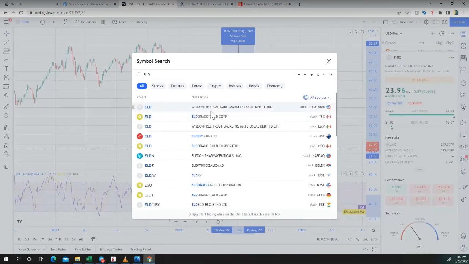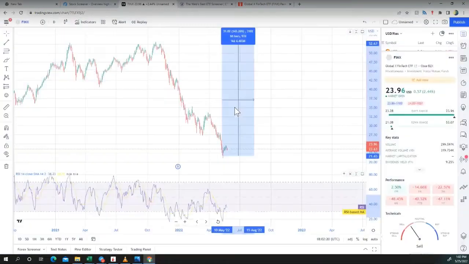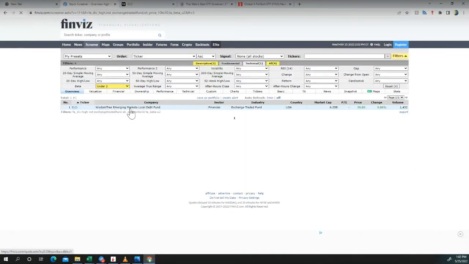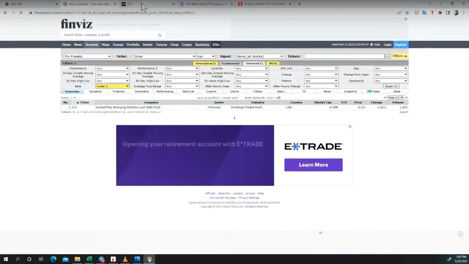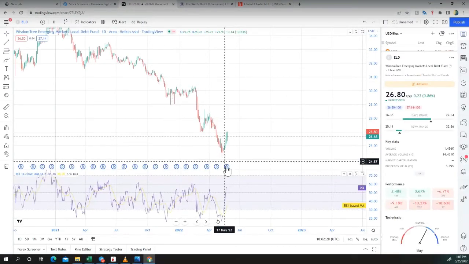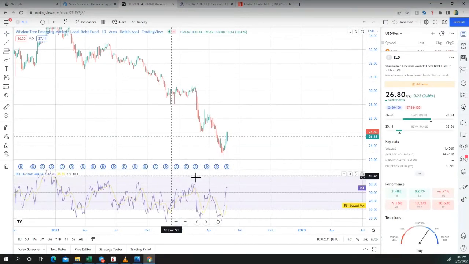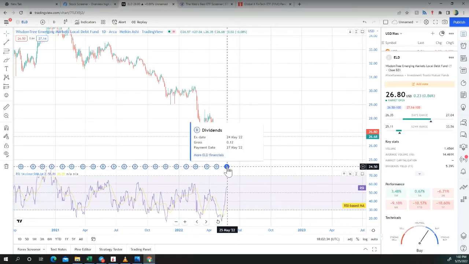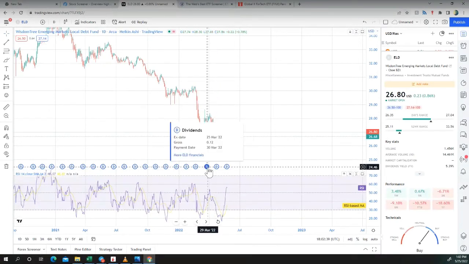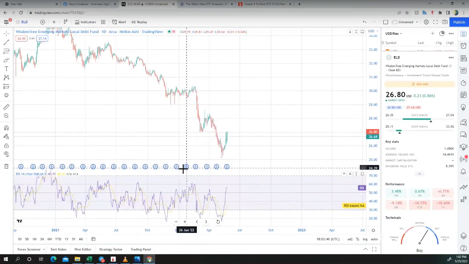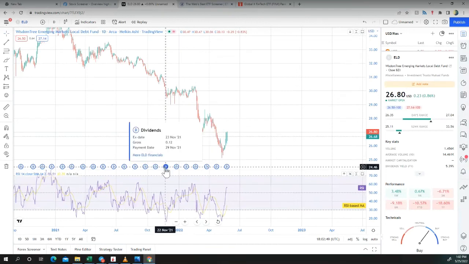It's called WisdomTree Emerging Markets ETF. Okay, I think that's the name of this thing. WisdomTree Emerging Markets Local Debt ETF. Then you can see what it's doing, and now you can see this one has more dividends. So they're giving out 0.21 dividend almost every month, I think. So if you're looking for monthly income with an ETF, this is a good one because it gives out dividends every month. Now this is 0.21 of a dollar.